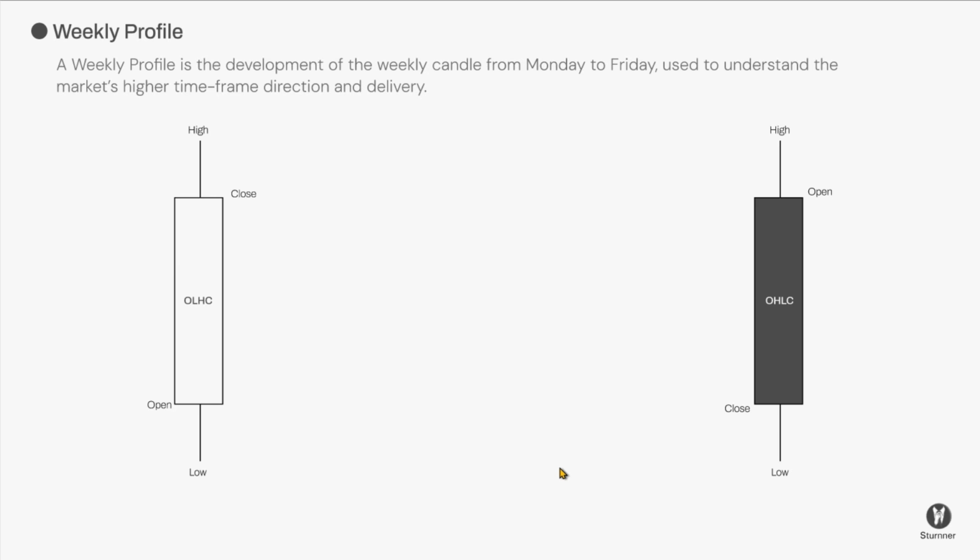I personally use 3 profiles to confirm whether the market is actually developing in line with my higher time frame idea. Understanding these profiles gives context to what the market has already done and what it's likely to do next. More importantly, it helps filter whether your bias is aligned with the actual market delivery or if you are completely offside. So let's break down these profiles.